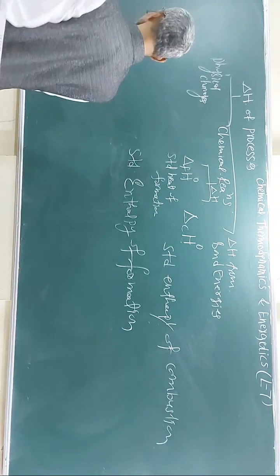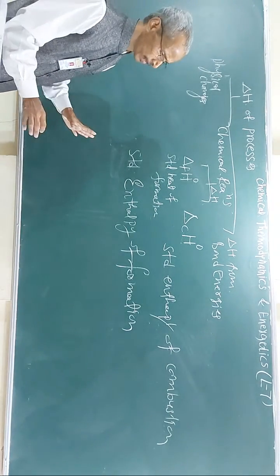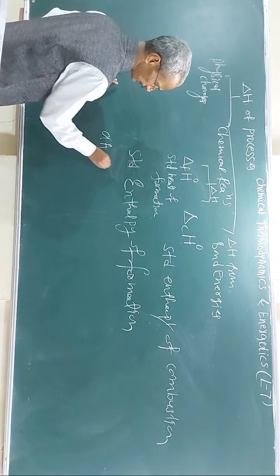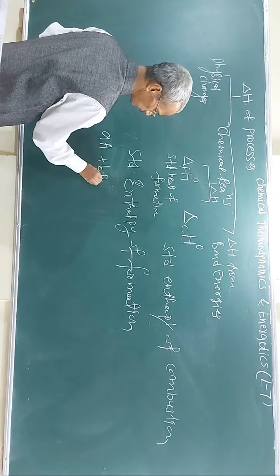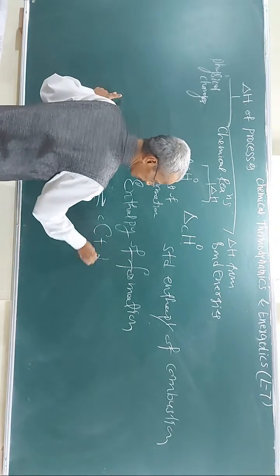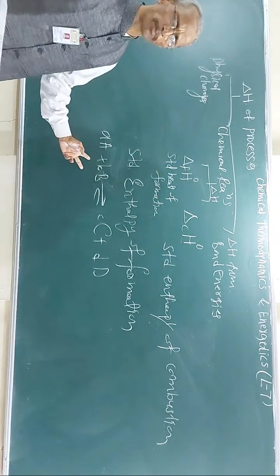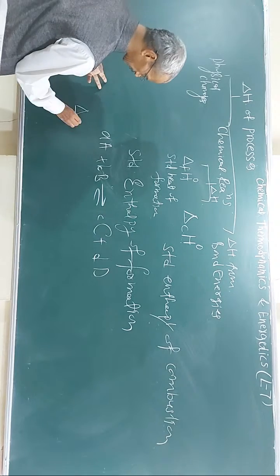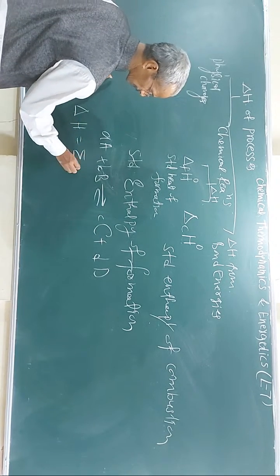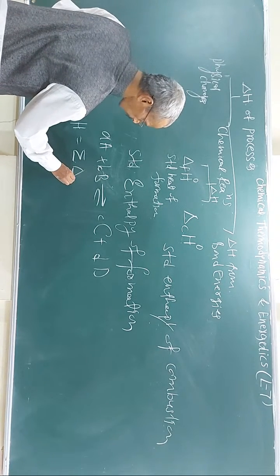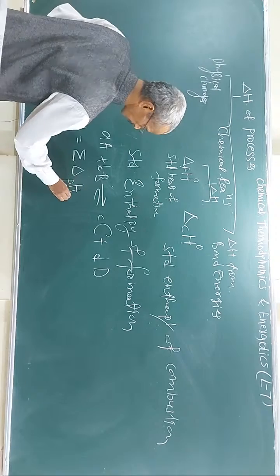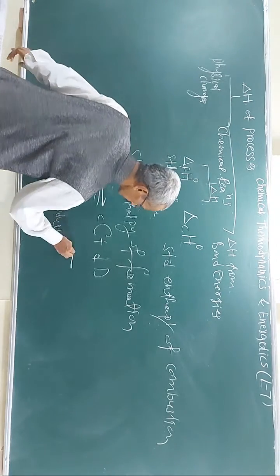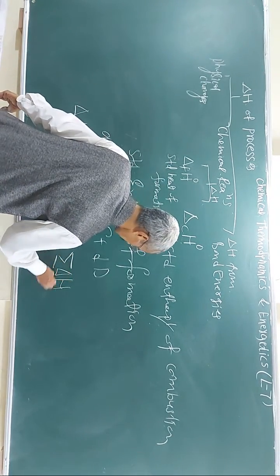Standard means, in this case, suppose any reaction is taking place, suppose A reacts and B moles of B, C moles and D moles are formed. Any hypothetical example is considered. Then the heat of the reaction for this reaction is the sum of the enthalpy changes of the products minus the sum of the enthalpies of the reactants.